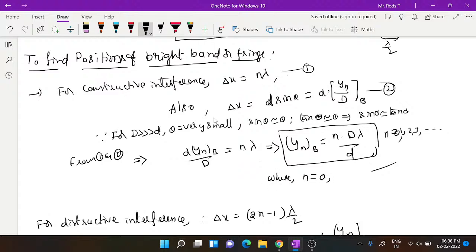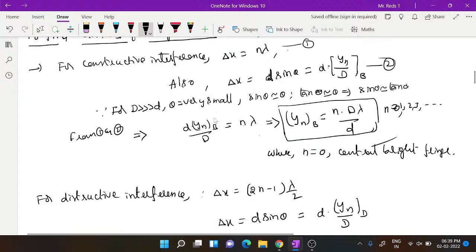N equal to 0 represents the central bright fringe or bright band. So we will get one central bright fringe, then alternate bright fringes up and down, which we can call the 1st, 2nd, 3rd bright fringes. Those can be obtained using these positions. The first bright fringe will be obtained at D lambda by d, the second at 2 D lambda by d, the third at 3 D lambda by small d, and so on.